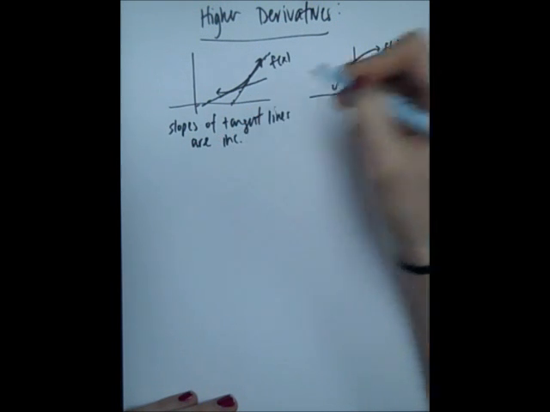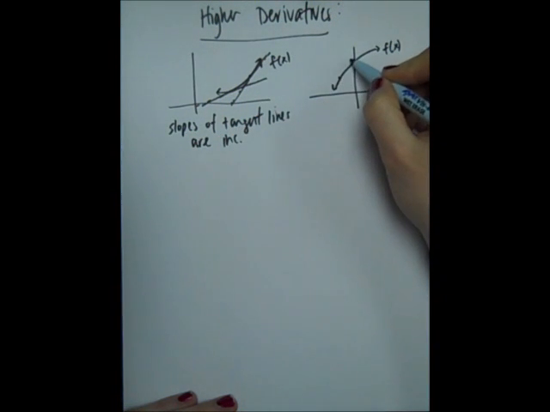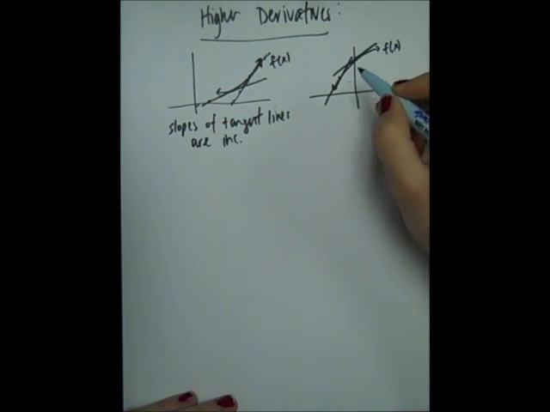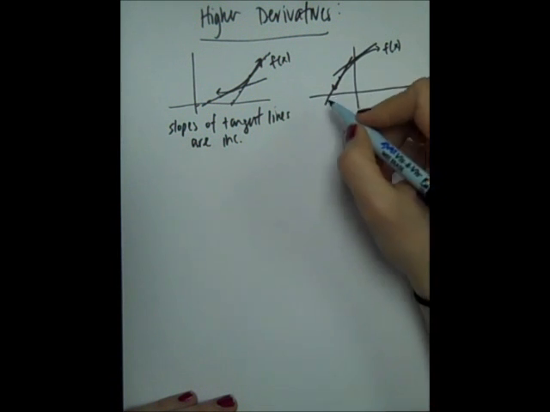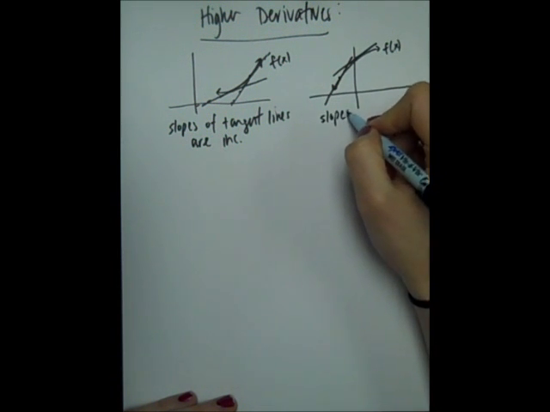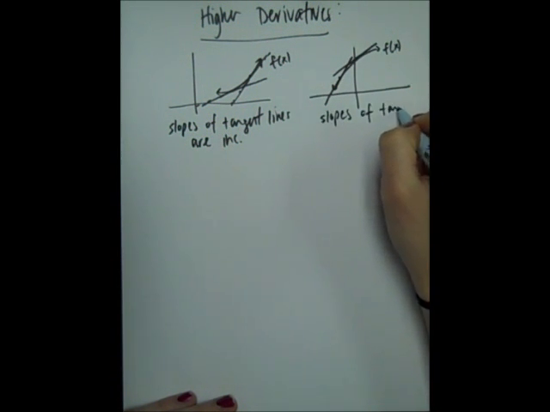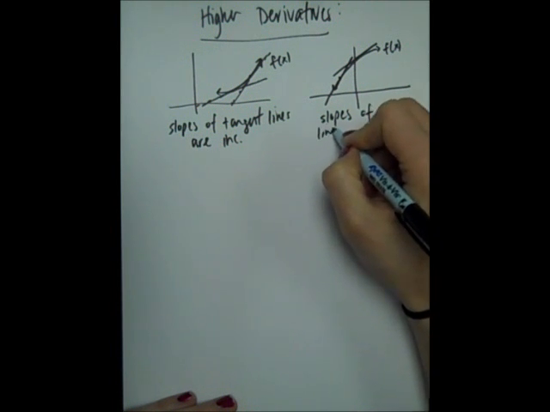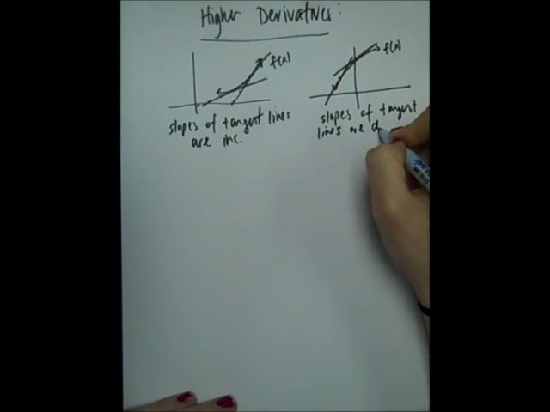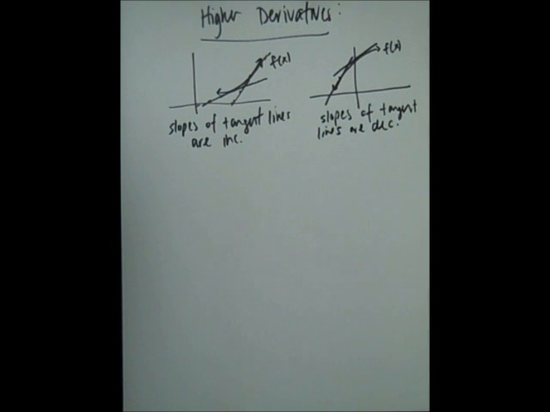So the slopes of the tangent lines are increasing. Over here, if I draw a tangent line and then draw another tangent line, you can see that the tangent lines are becoming more and more flat. So here the slopes of the tangent lines are decreasing. Now, how do we represent that?